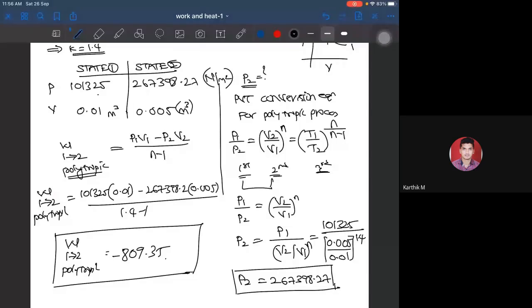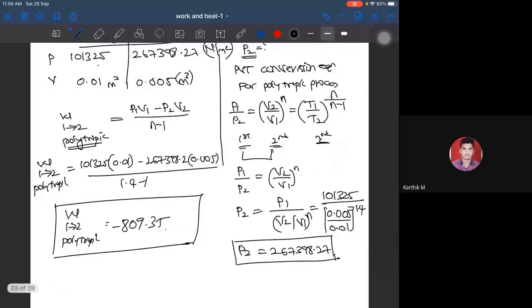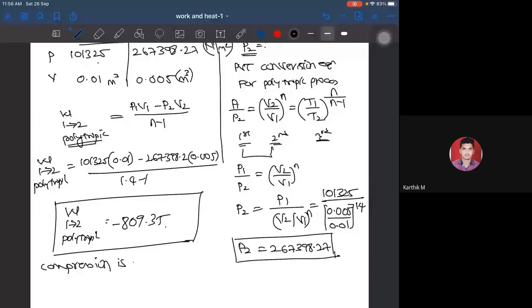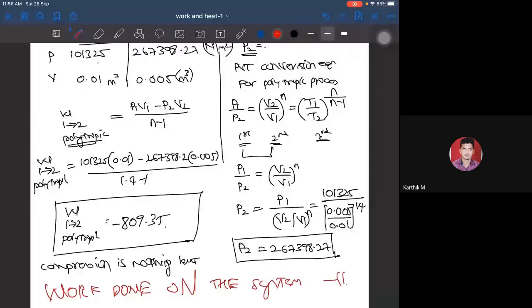Yes, compression has taken place, but compression is nothing but work done on the system. That's why it is negative. Because compression means you are working on the system, you are providing work to a system so that the gas gets compressed. So always it would be negative. Okay, clear with this problem? Any doubts, guys?